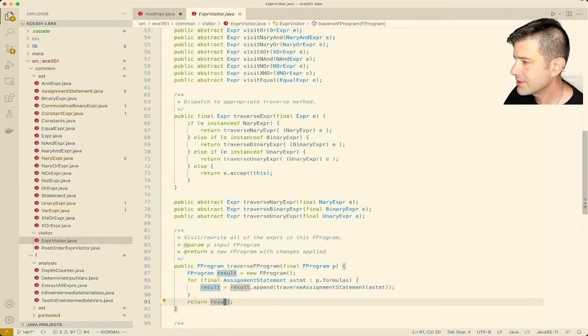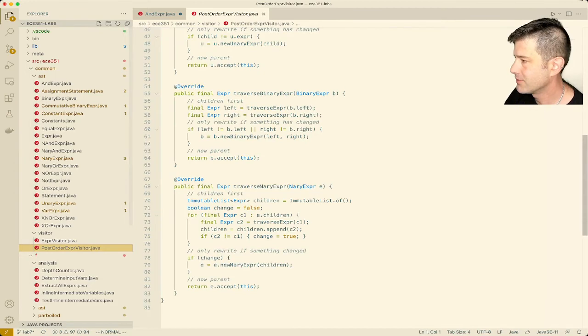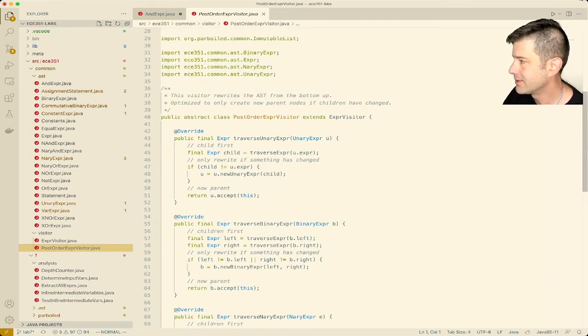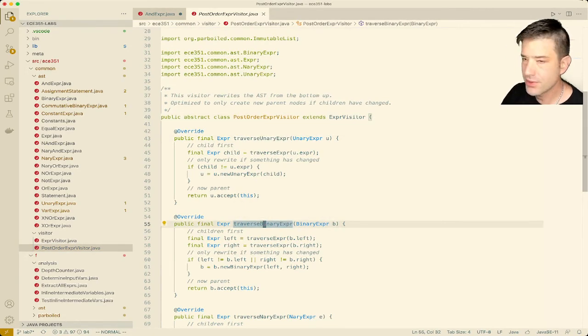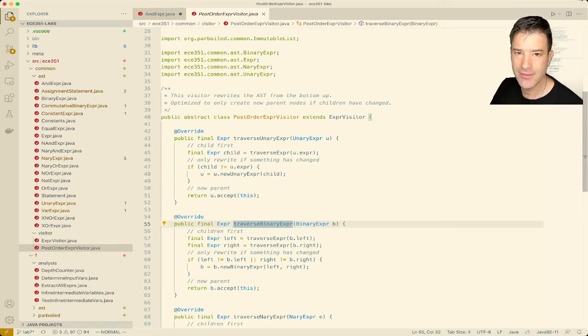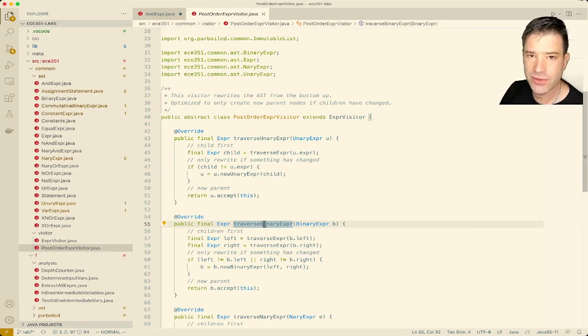So now with this, we can extend it further. And the extension we have is a post-order expression visitor. The post-order expression visitor extends the expression visitor by implementing some of these traverse methods so that we have a post-order exploration of the AST. Post-order means that we first traverse the children and then we traverse the parent.